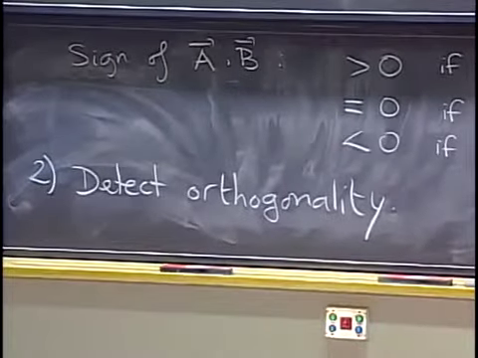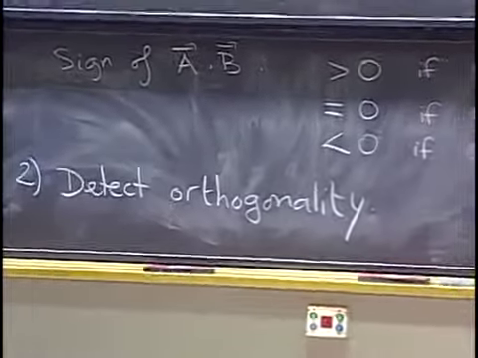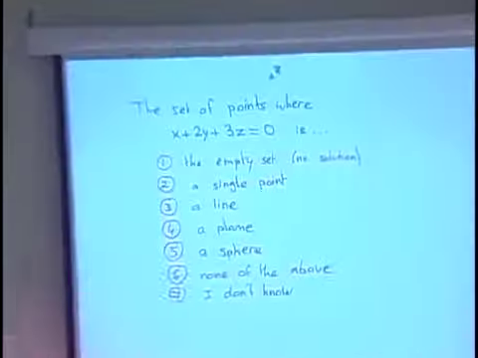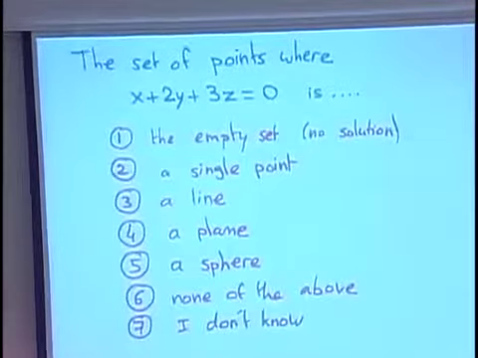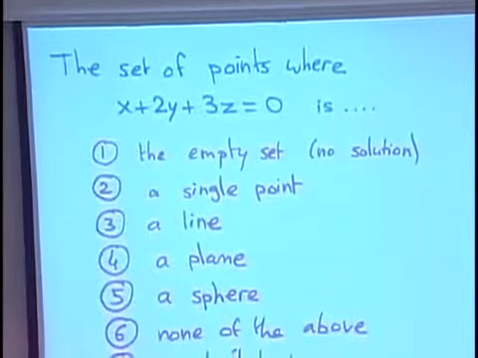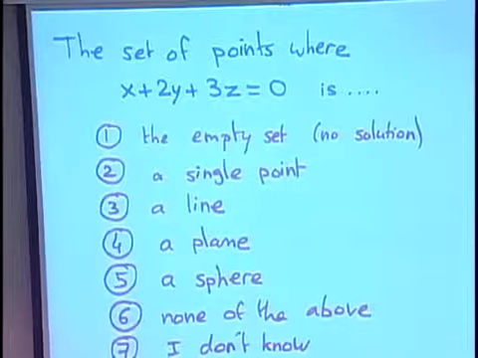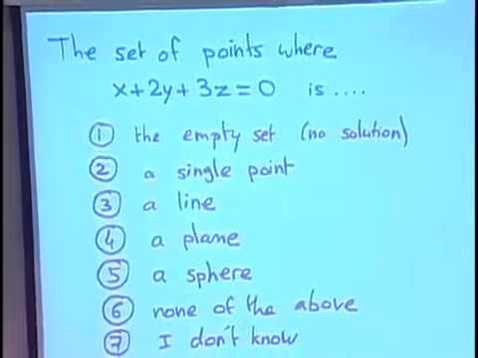So let's just take an example. Let's say I give you the equation x plus 2y plus 3z equals 0. Okay? So that defines a certain set of points in space. And what do you think the set of solutions looks like if I give you this equation?